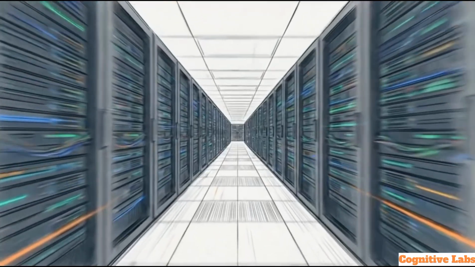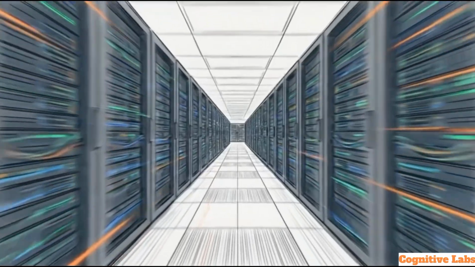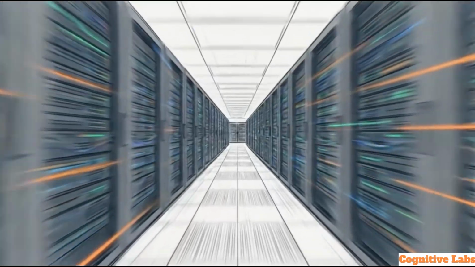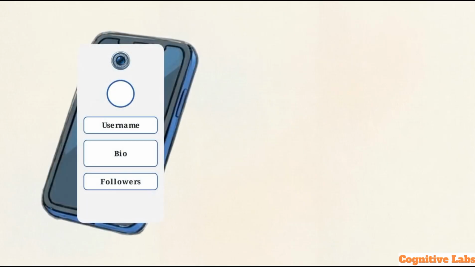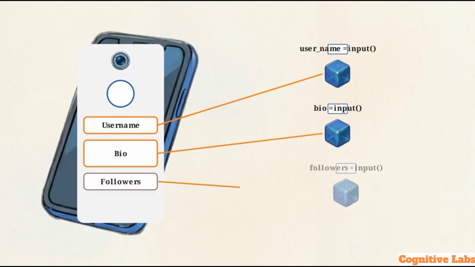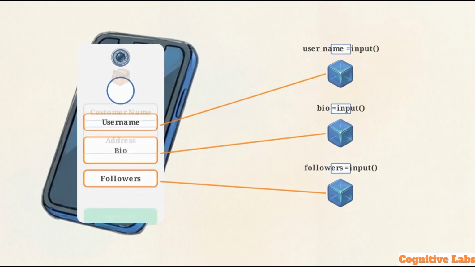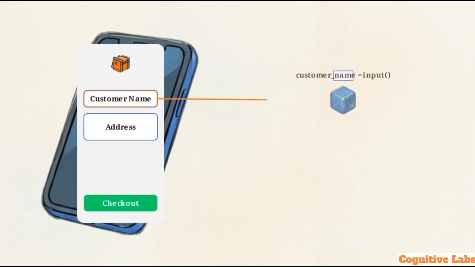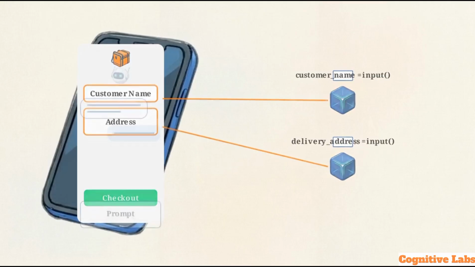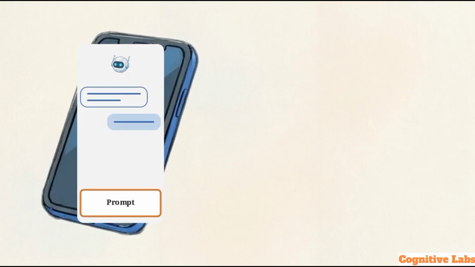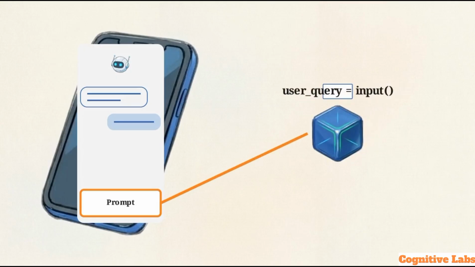To see the true scale of this, we can look at the database structures of massive tech platforms. They are built on the exact same logic you just wrote. This diagram shows a standard Instagram interface. Username, bio, and followers are user variables, populated through input prompts. The same applies to Swiggy. Customer name and address are variables requested and stored. Even ChatGPT relies on this. Your prompt is captured as a variable to process your request.